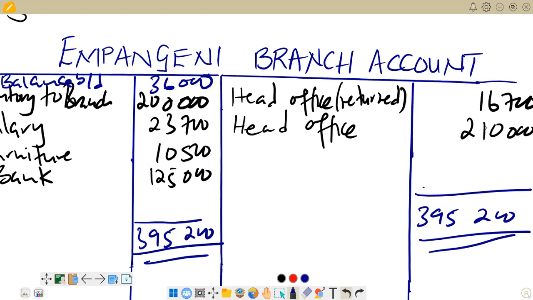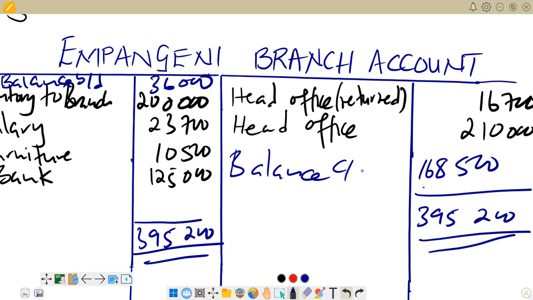Then we subtract the total of the credit. Basically, we can say this one minus this one minus this one, and the balance that you are going to get there is 168,500, and this is going to be your balance CD. Obviously, your balance BD will come here as 168,500, and you can indicate that this is our balance BD. So this is what we have, guys, in terms of question 3 of that question paper.